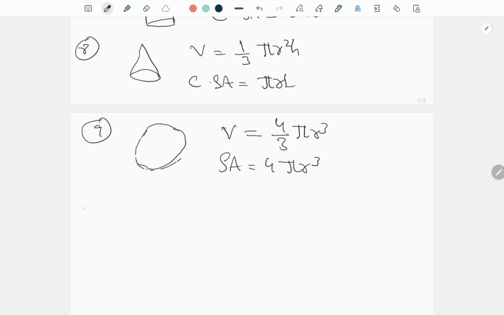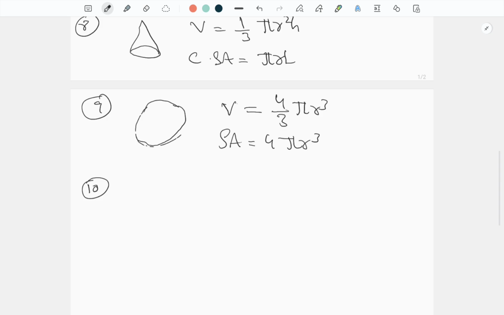Now we talk about the tenth one, that is the hemisphere. This is your task: tell me in the comments what a hemisphere is. I will pin the comment of whoever gives the right answer.